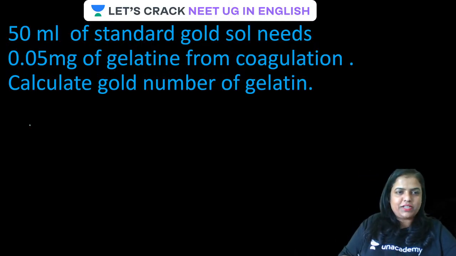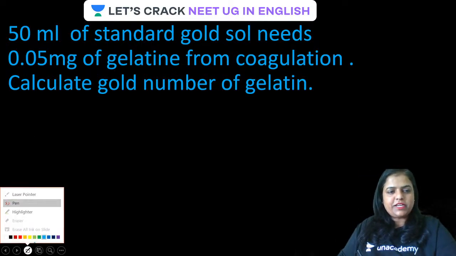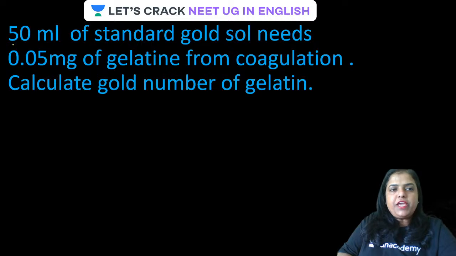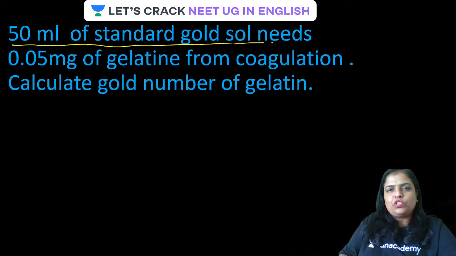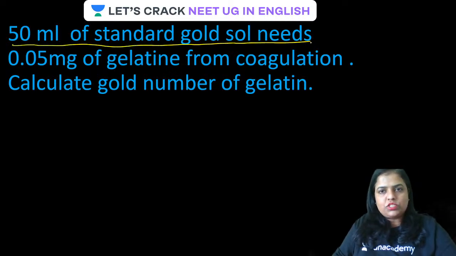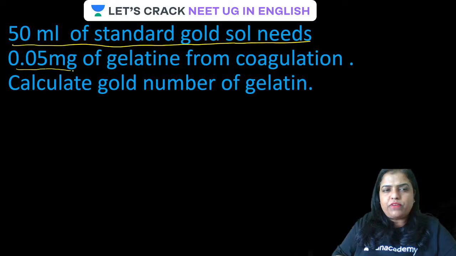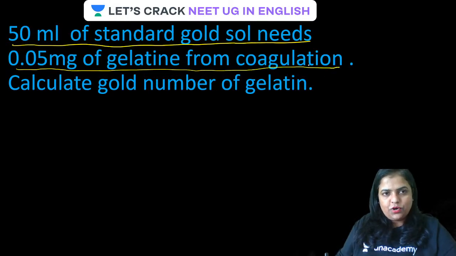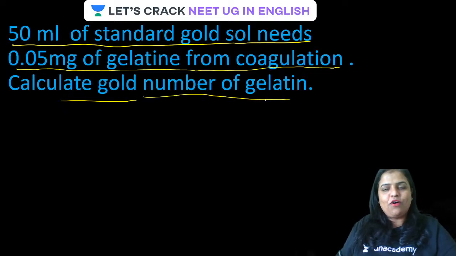Let us read the question, guys. Let me take a yellow pen. 50 ml of standard gold salt needs 0.05 milligram of gelatin for coagulation. Calculate the gold number of gelatin.